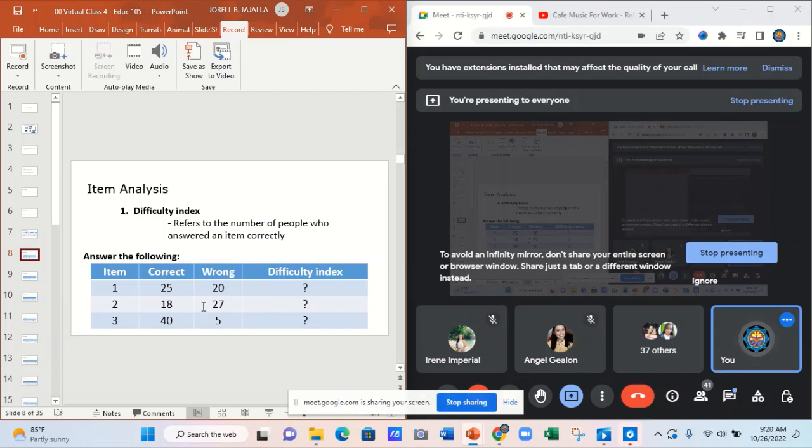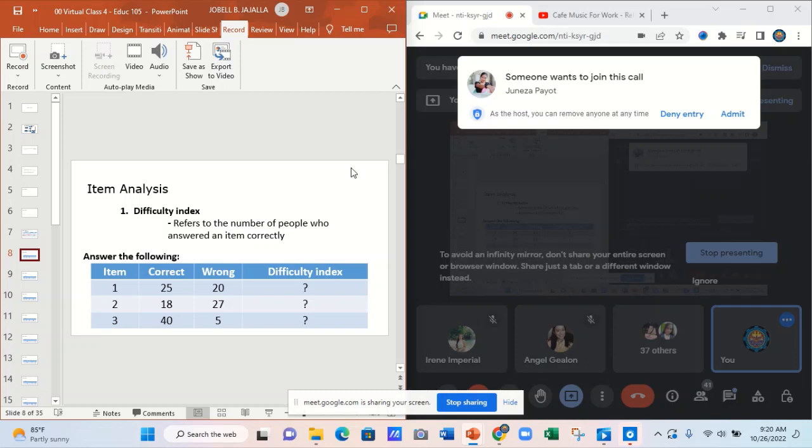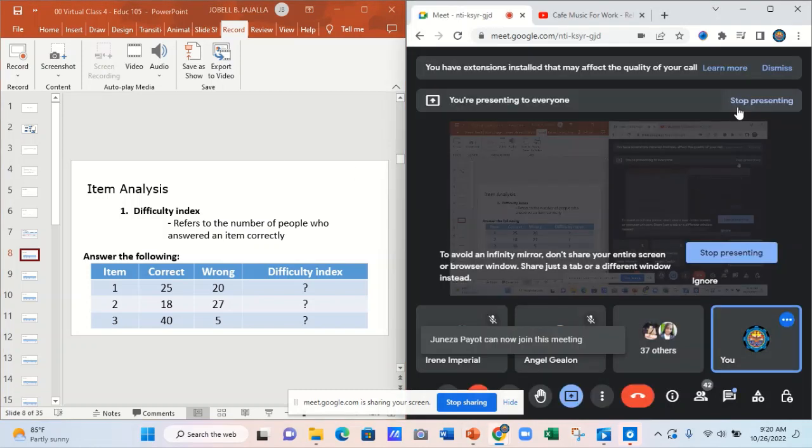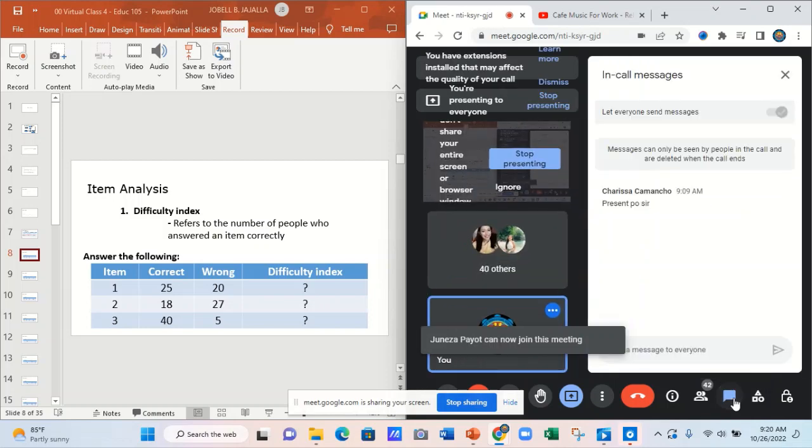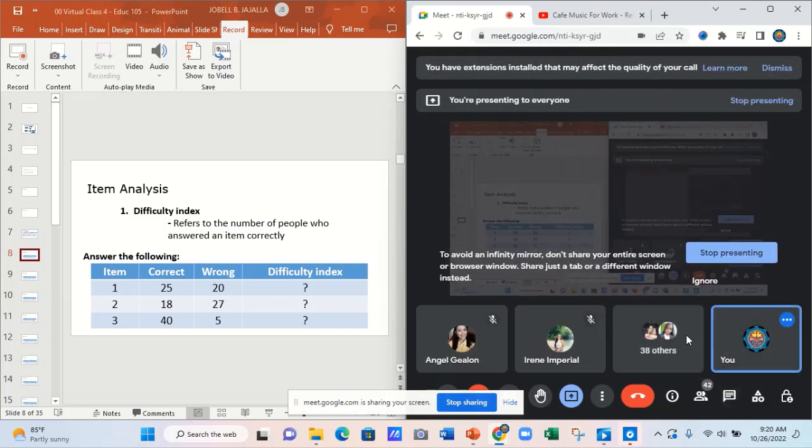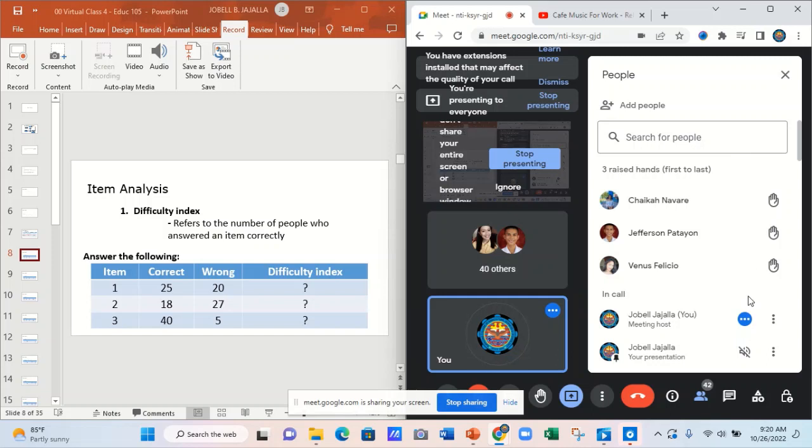Sige, or manawag na lang ko kung wala mo volunteer. Anyone? Naghilom-hilom na kay solution naman. May I call, kinsa tong nag-raise hand? Sige, who was that? Okay, Miss Navarre, item number 1, Patayon, number 2. We need last one, last participant. And Miss Felicio for the third item.